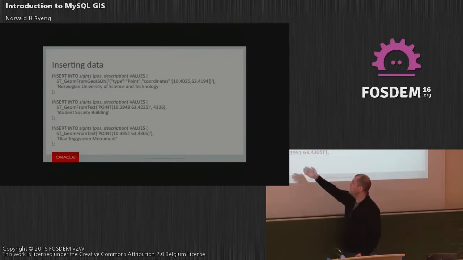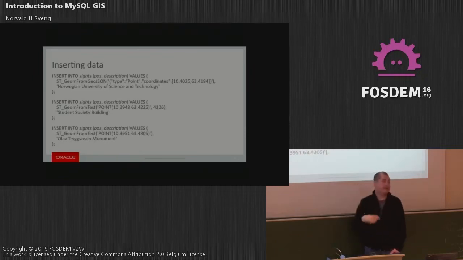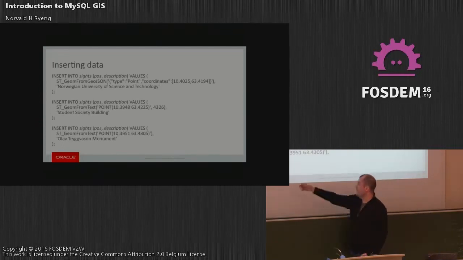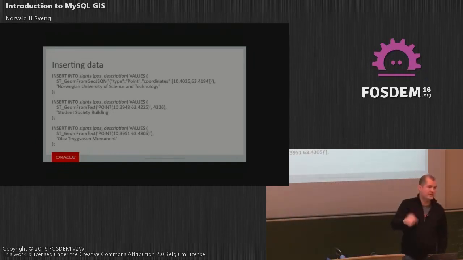And we have the Student Society building, which is an architectural monument in Trondheim. It's also outside the city center, together with the university. Here is an example of adding the SRID to the thing. Like the other ones, when we don't specify it, it will be 0, except for GeoJSON, where the standard specifies it should be 4326. We also add the monument of the Viking king that founded the city, which is in the city center. It's just added as text again.